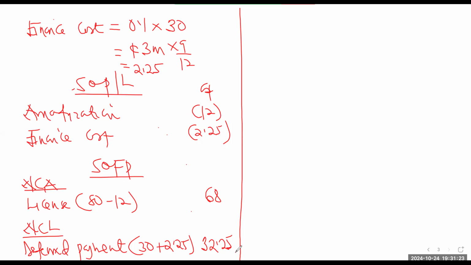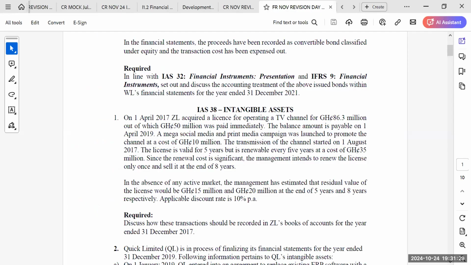Please, they are saying that in the absence of any active market, management has estimated that the residual value of the license will be 15 million and 20 million at the end of 5 years and 8 years respectively. Applicable discount rate is 10% per annum. Charles, what did we say about determining the residual value of intangible assets?